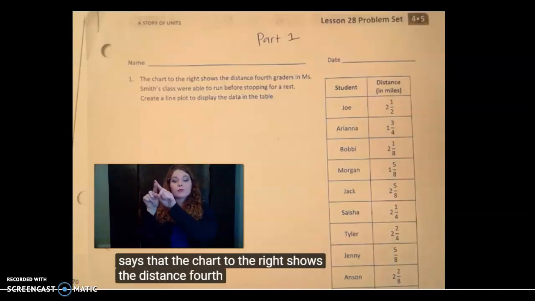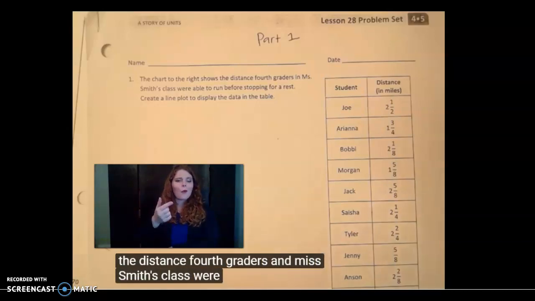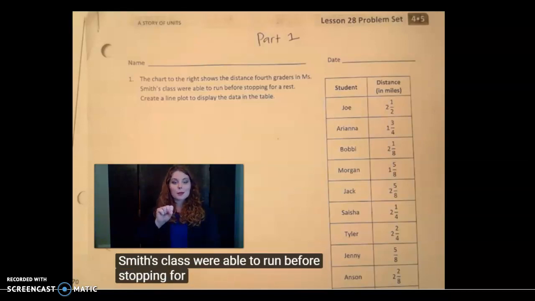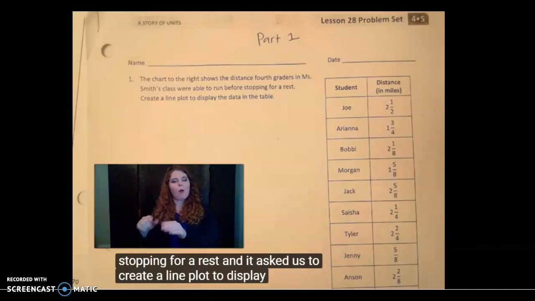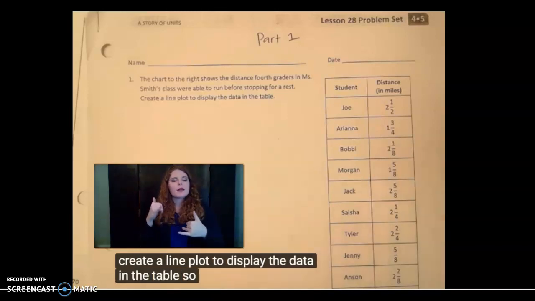The first thing that it says on the paper is that the chart to the right shows the distance 4th graders in Miss Smith's class were able to run before stopping for a rest. And it asks us to create a line plot to display the data in the table.